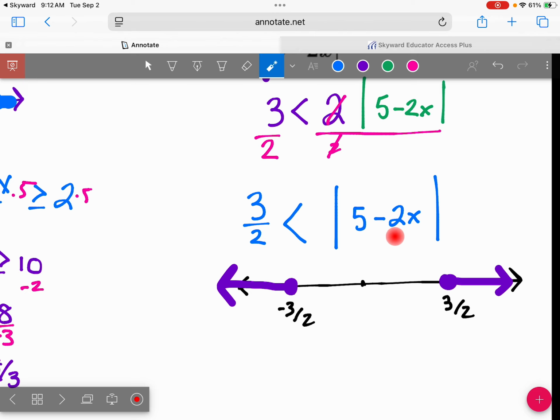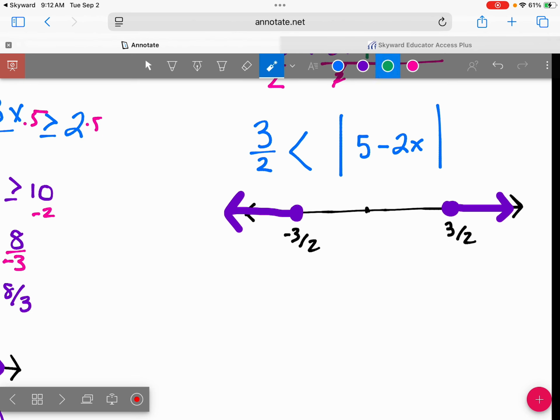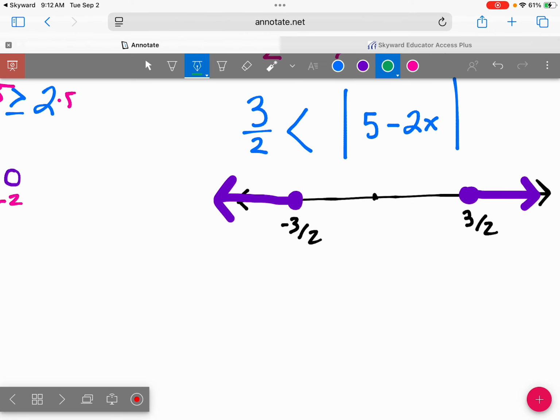So the absolute value is all about our distance. When in doubt, if you need to, sketch it down to your number line so we can see this distance needs to be greater. So we've got to be greater. You don't have to draw the number line, but I find it usually helpful because it helps us remember that I need my 5 minus 2x to be less than -3/2. And I need my 5 minus 2x to be greater than my 3/2.